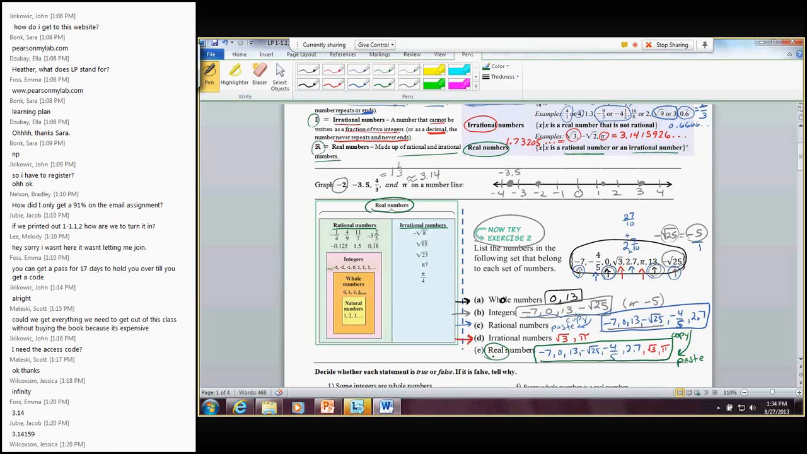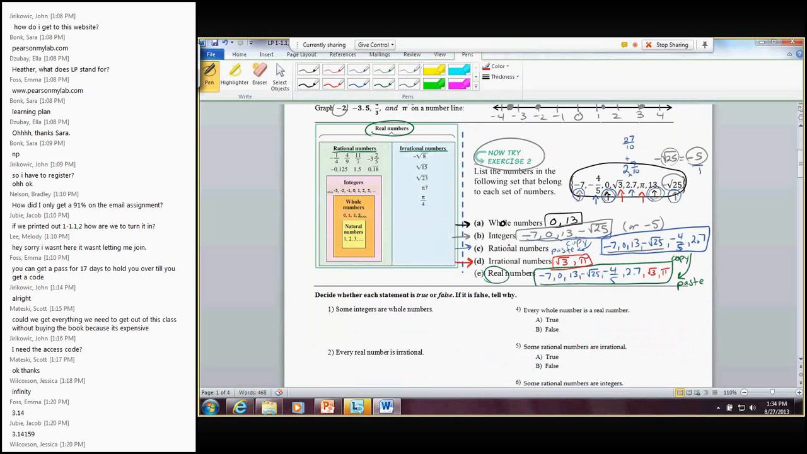Okie doke? I know it's a little tight in here. I tried to get this worksheet in just 4 pages. Questions. Now, if you have a question, go ahead and change your color to red. If I don't notice you, just unmute yourself or type something in the box.